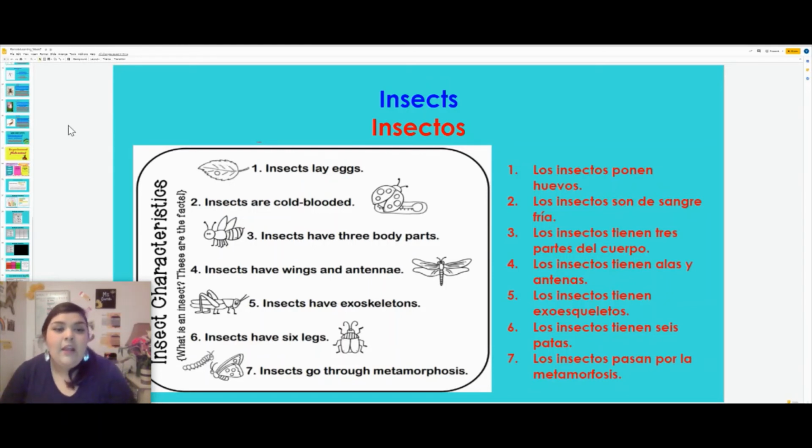Exactly. Number 4 says insects have wings and antennae. Number 5 says insects have exoskeletons. Remember that just means that their skeleton is on the outside of their body. Number 6 says that insects have 6 legs. And the last one says that insects go through metamorphosis. Remember, that's a big word for change.